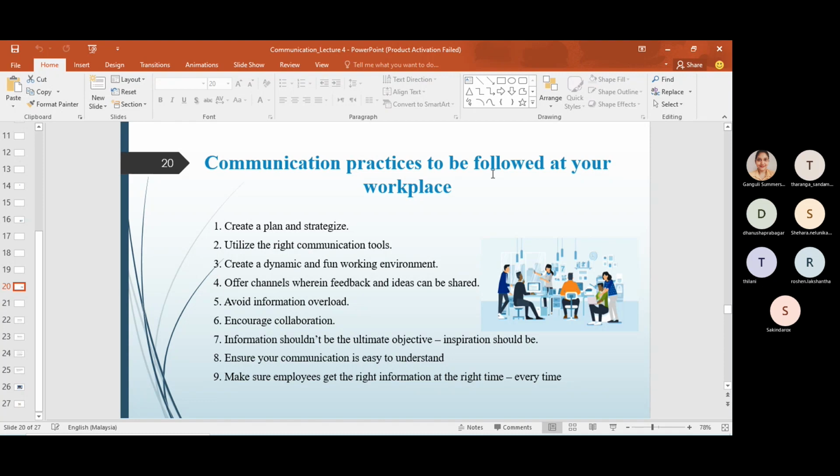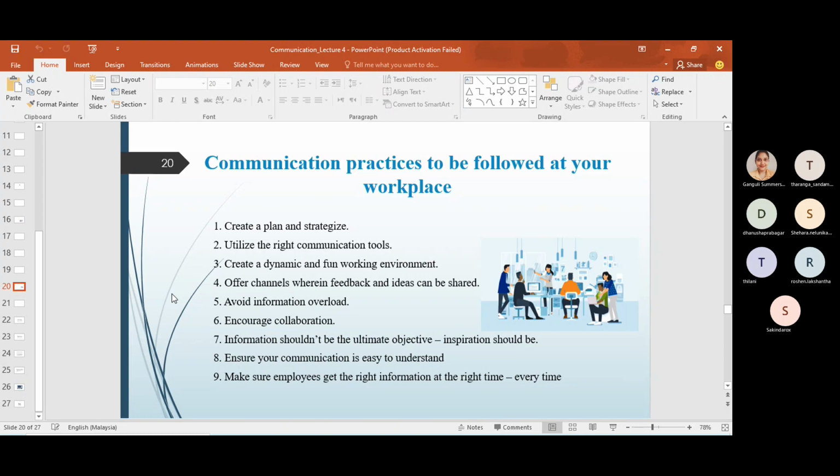Okay, and the next practice is offer channels wherein feedback and ideas can be shared. So you always need to make sure that you offer proper communication channels to share and receive ideas and feedback. Okay, and then another communication practice is avoid information overload. Information overload means when you are communicating, you have to make sure that you are not communicating too much. You need to make sure that your message is not too lengthy, and that your message doesn't contain too much information.